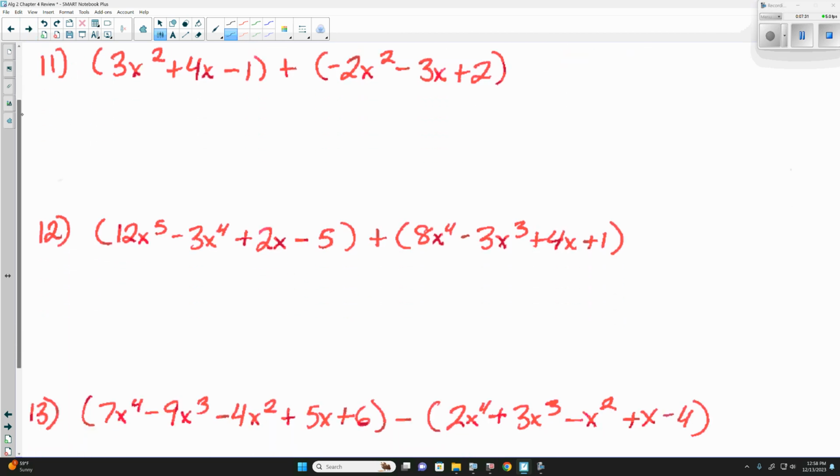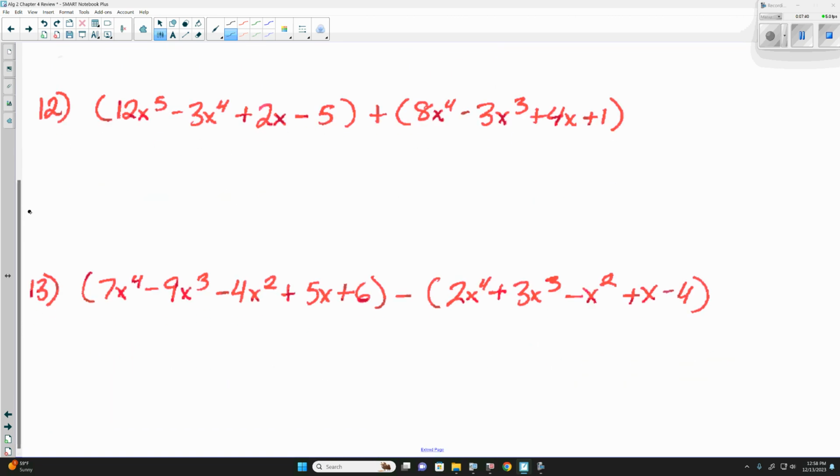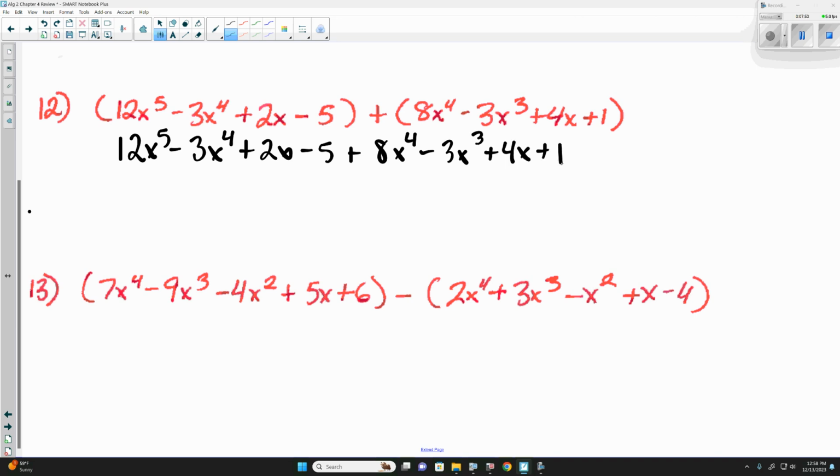Questions on 11 or 12? Add the two together. Since we're adding two expressions together, the first thing we can do is drop the parentheses. And then we're going to combine like terms. Always start with the variable with the biggest exponent, 12x to the 5th. But since no other part of this statement has an x to the 5th, it doesn't have any like terms. It's just 12x to the 5th.